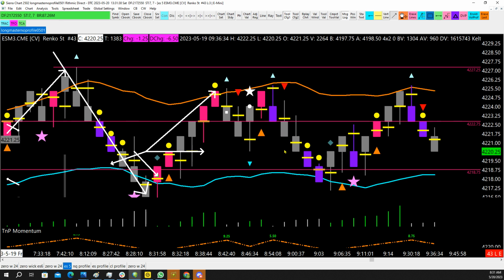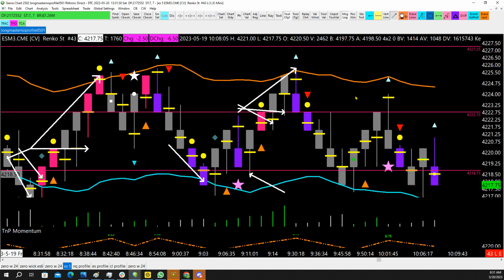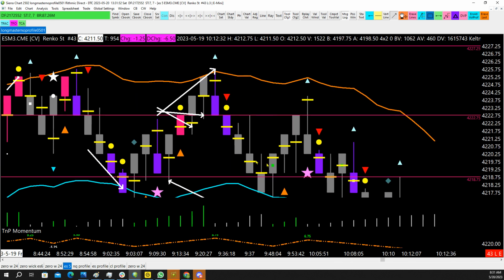Going through, I get my purple bars. Need a pink bar with my triangle up. So I'll already tell you I won't take this all the way at the top of the channel. But as you can see, entry would be here. Stop would be down here. Price goes up here. Coming down, purple bar, no pink bar.